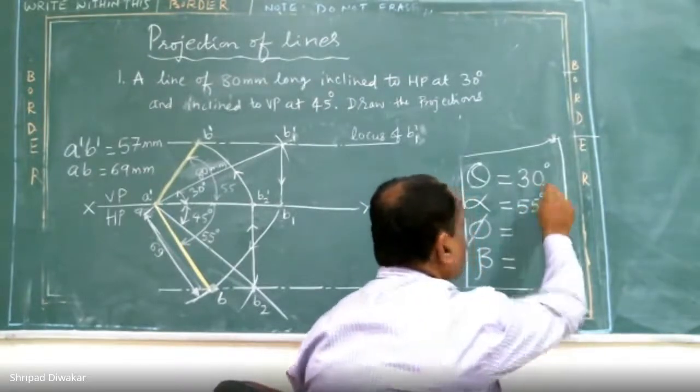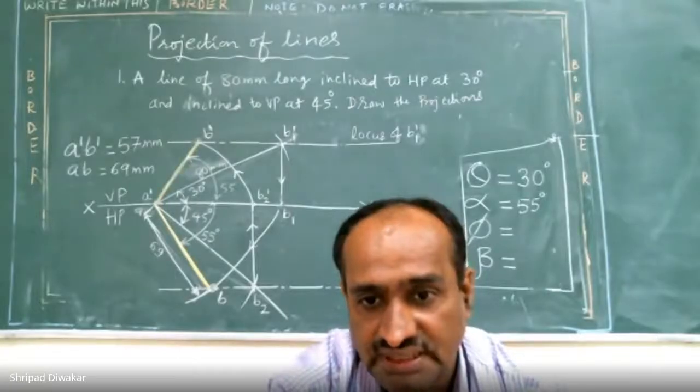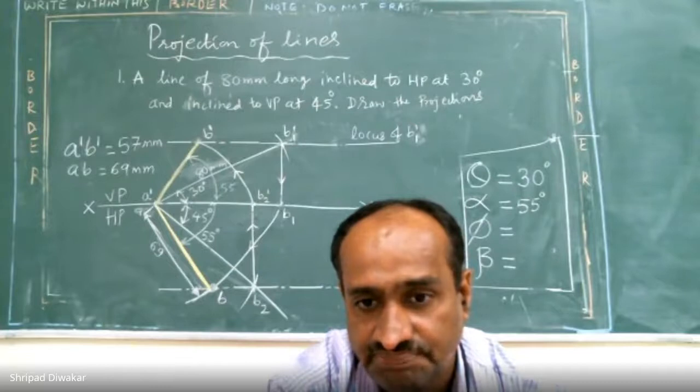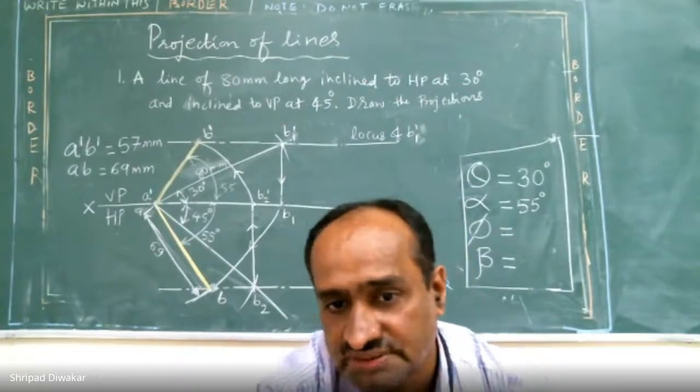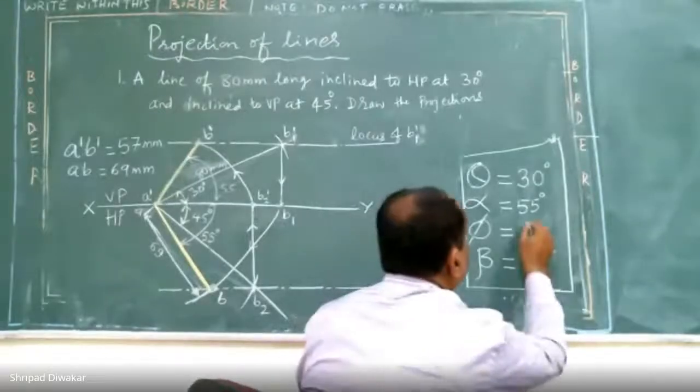Next, you tell me, what is the meaning of phi? True inclination with respect to VP. Correct. Phi is the true inclination of the line with respect to VP. How much angle? 45 degree. Good. Okay.